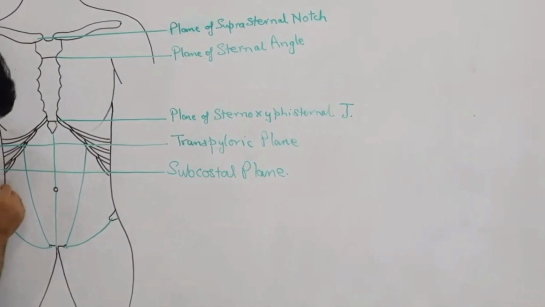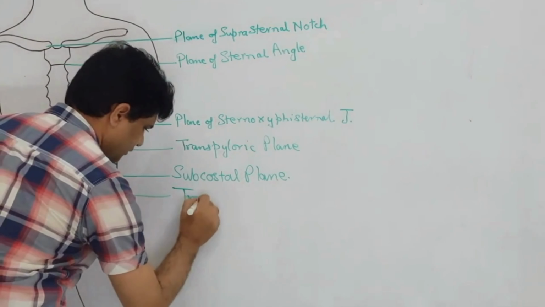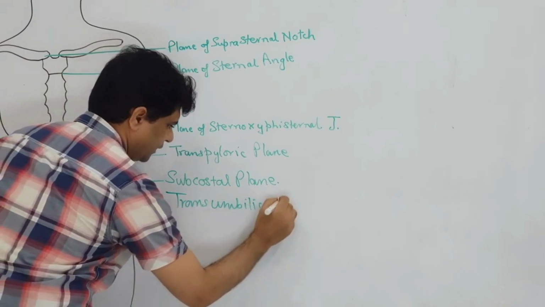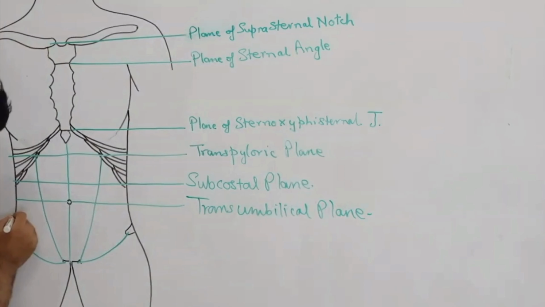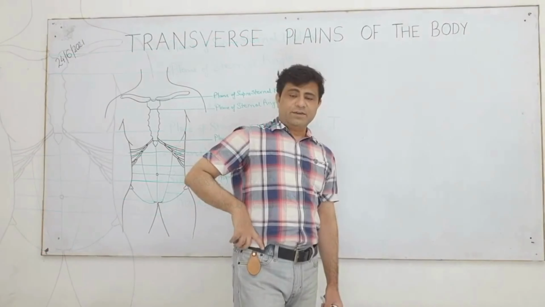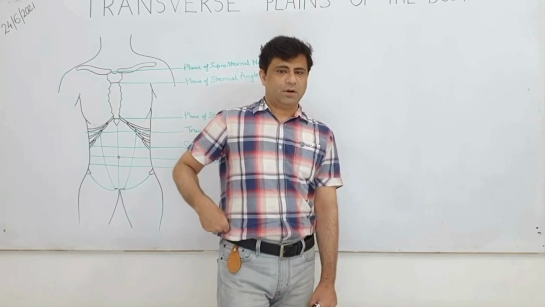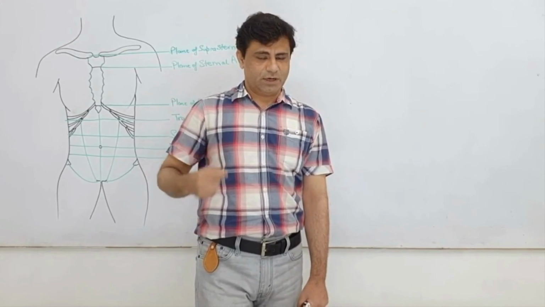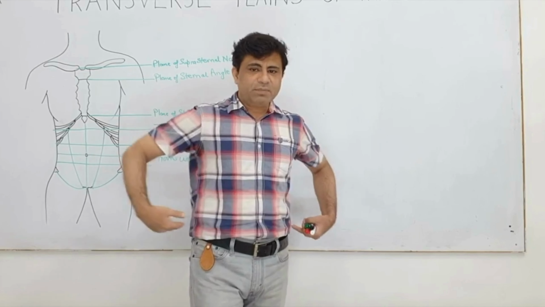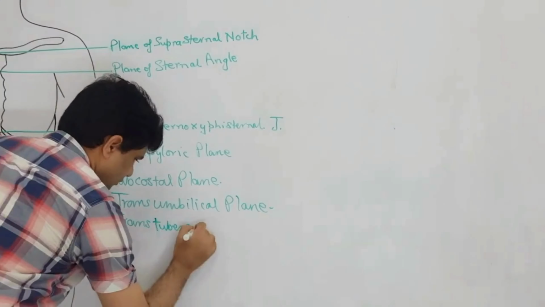Then there is a plane which passes through the umbilicus. This plane is the transumbilical plane. Then there's another plane here. This plane passes 5 cm above the anterior superior iliac spine. On the outer border of the iliac crest, there is a tubercle, and that's called the iliac tubercle. So the plane passing through the iliac tubercles on both sides is called the transtubercular plane.